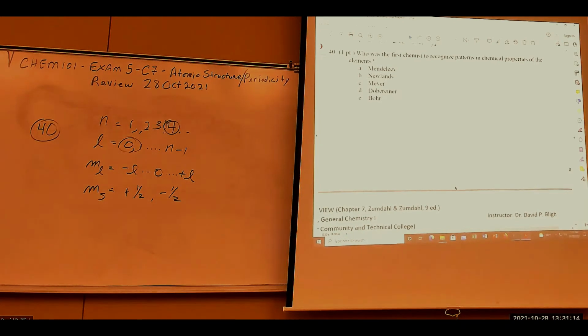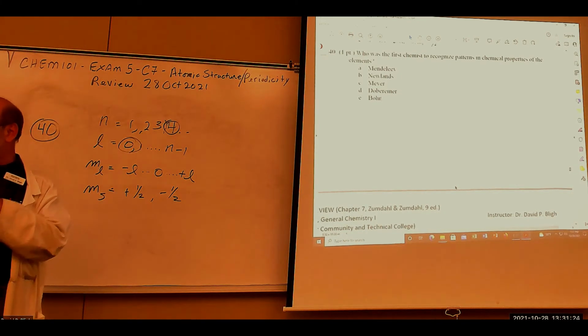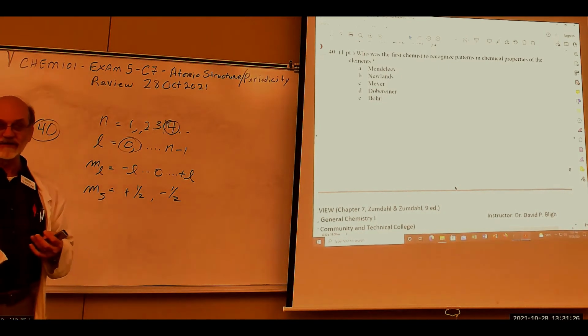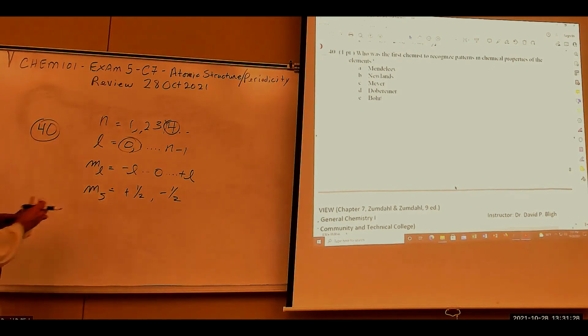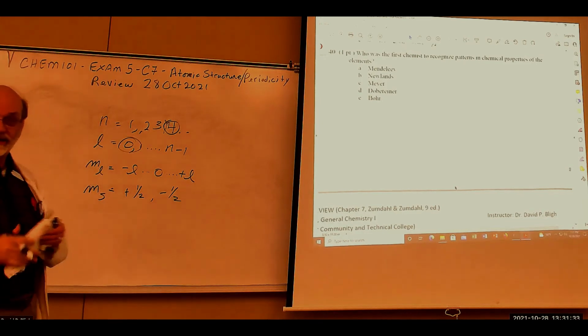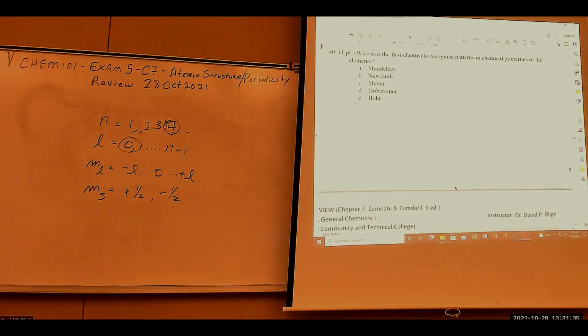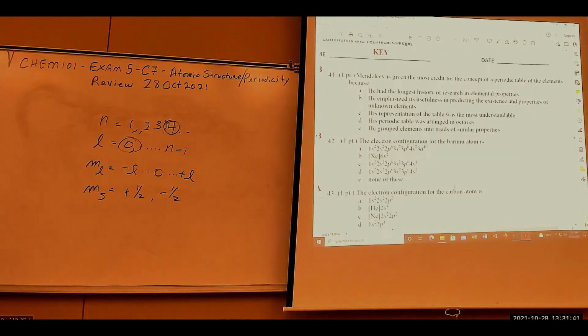A single word starts with a T. Triads. Right? 3 groups of 3 elements that shared chemical properties. But you got it right anyway. I remember you talking about 40, and then let's go to 41. Oops, too far. There we go.